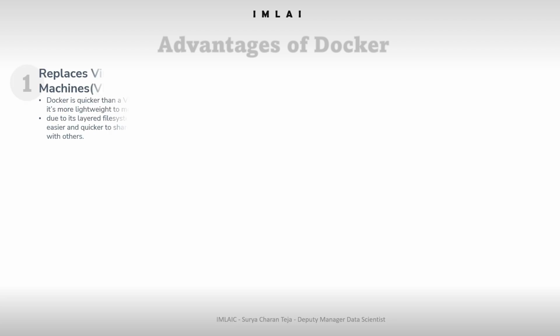So the first one is it replaces virtual machines, VMs. Docker can be used to replace VMs in many situations. If you only care about the application, not the operating system, Docker can replace the VM, a virtual machine, and you can leave worrying about the OS to someone else.